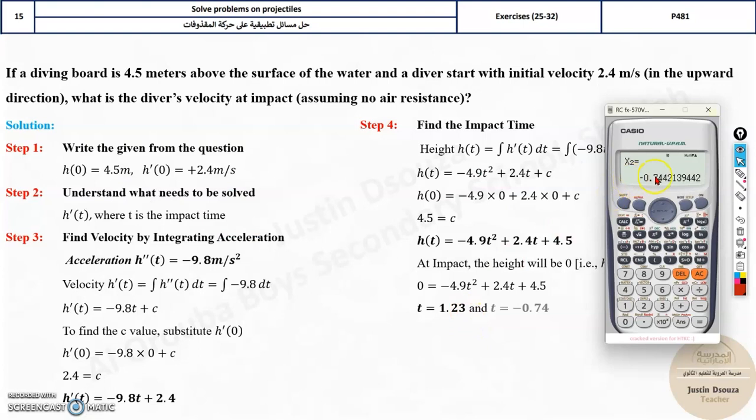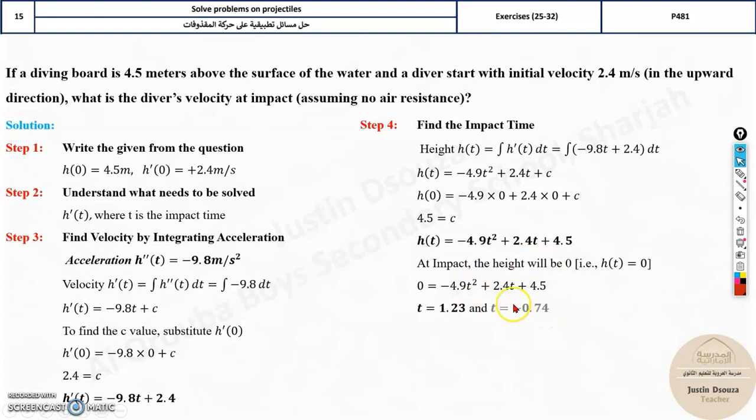Now over here, look carefully, we are getting two values. One is positive, that is 1.23, and one more is negative 0.74. You cannot take a negative value because we are considering this t as time, right? We are dealing with the position with respect to time t. Impact time cannot be negative. So just disregard the negative value, take the positive value 1.23, and that will be the time.